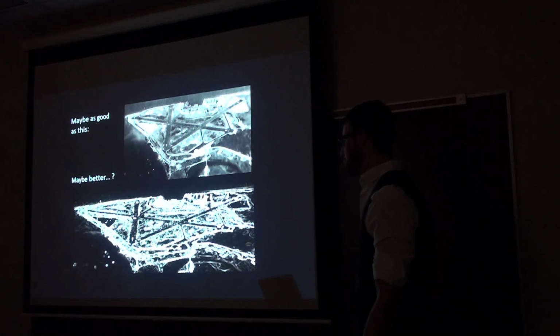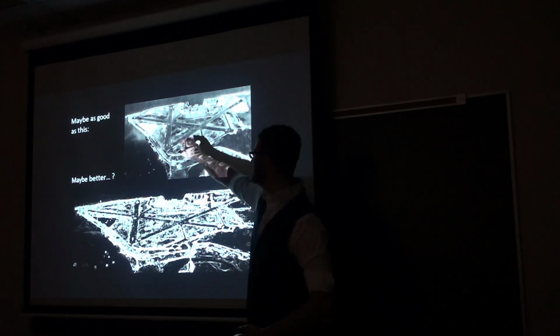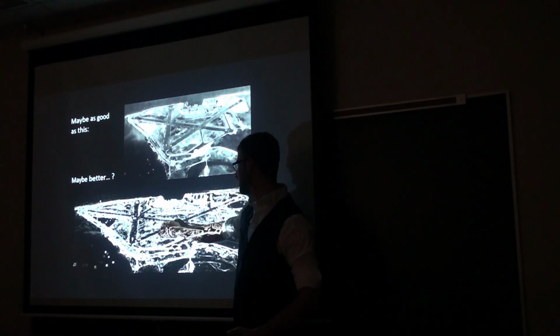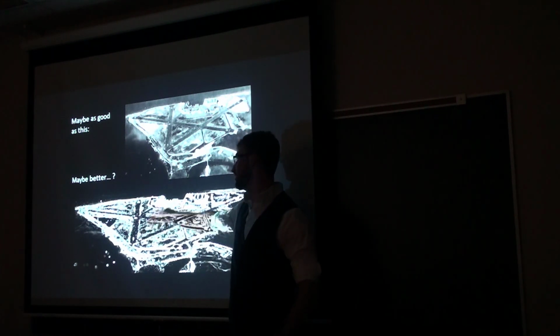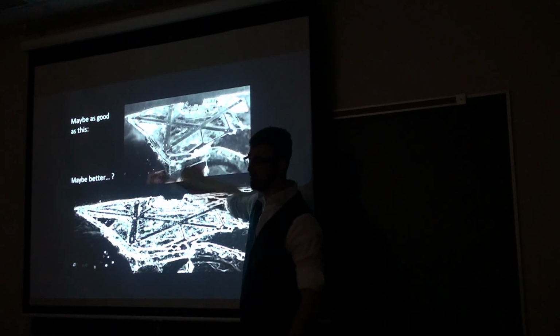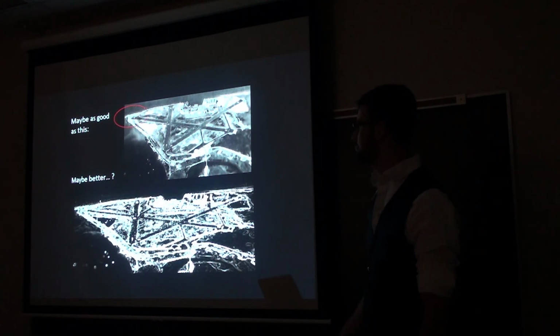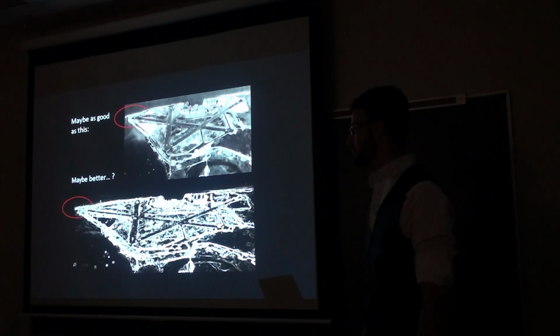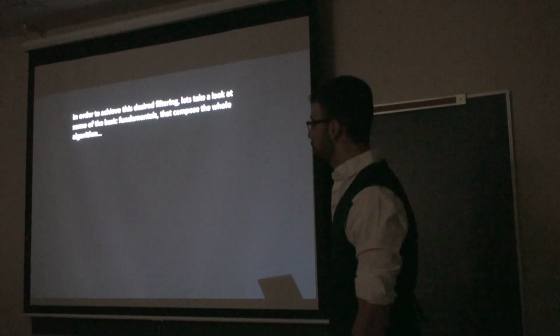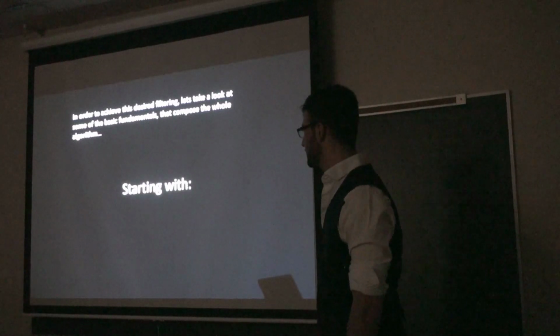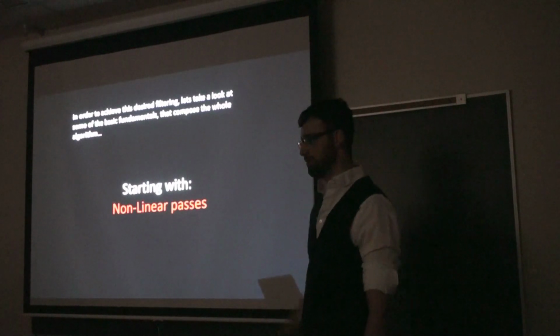So, for example, let's do this. Remember that part right here? We can see a little bit better right here, right? Because I'm slowing down once I get right there, not paying much attention to it. So how do we achieve this? Yeah, those two spots there. In order to achieve this desired filtering, let's take a look at some of the basic fundamentals that compose the whole algorithm, starting with nonlinear processing.